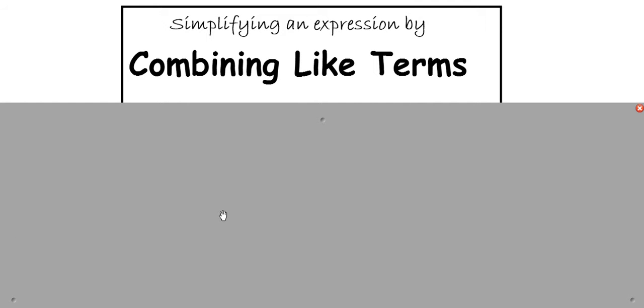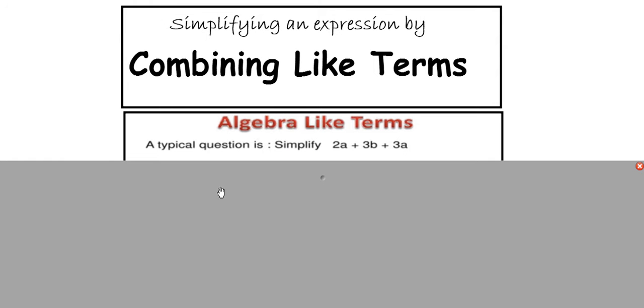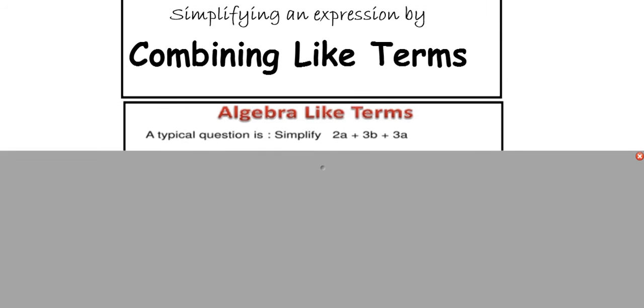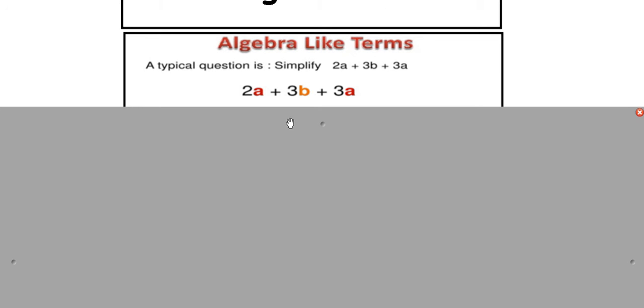Simplify an expression by combining like terms. A typical question is simplify 2a plus 3b plus 3a.